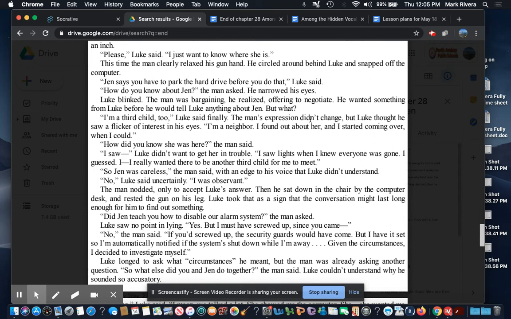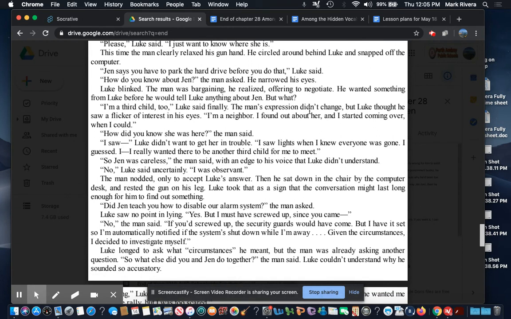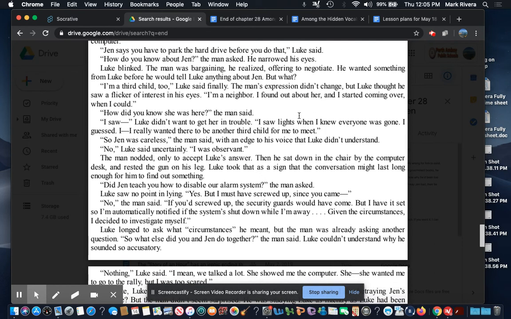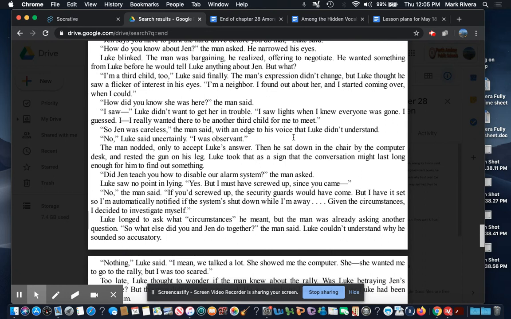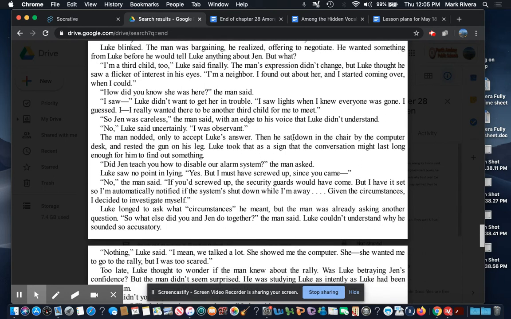the man asked. He narrowed his eyes. Luke blinked. The man was bargaining, he realized, offering to negotiate. He wanted something from Luke before he would tell Luke anything about Jen. But what? "I'm a third child, too," Luke said finally. The man's expression didn't change, but Luke thought that he saw a flicker of interest in his eyes. "I'm a neighbor. I found out about her and I started coming over when I could." "How did you know she was here?" the man said. "I saw."